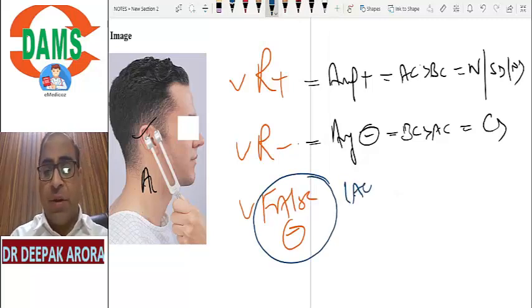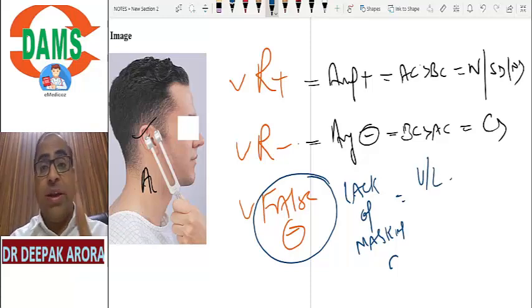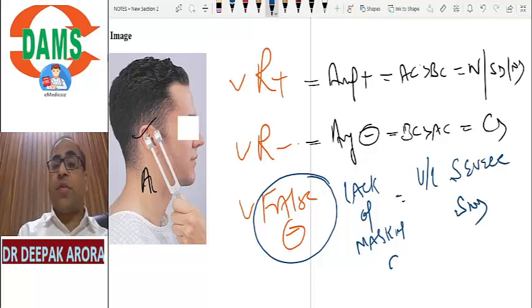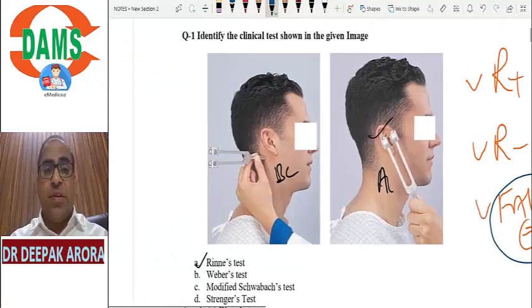If there is a lack of masking, there can be a false negative where the bone conduction of the opposite ear is helping. Which conduction is there in the false negative Rinne's? Bone conduction. Clear? It is because of lack of masking. It is seen in severe unilateral sensory neural deafness. So just revise everybody with me. Rinne's positive: normal, sensory and neural. Rinne's negative is conductive deafness, and false negative Rinne's is severe unilateral sensory neural deafness.